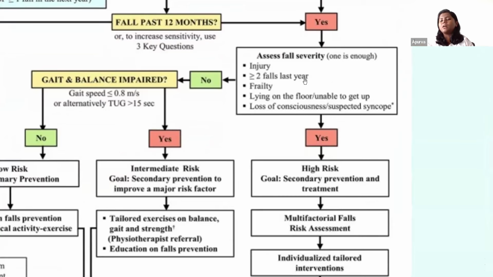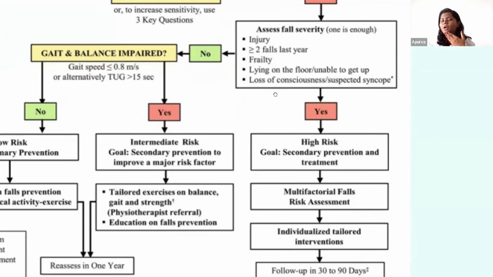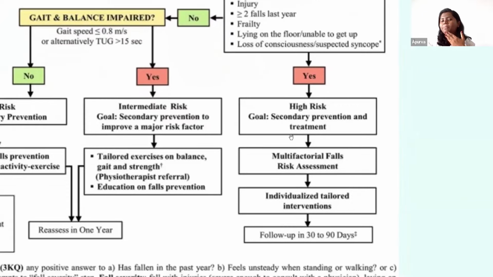We need to assess if there were previous falls in the past 1 year. If the patient had lain on the ground and was able or unable to get up. If there was loss of consciousness associated with the fall, which makes us suspect syncope. If any of these items is positive, we consider our patient to be at high risk of fall.